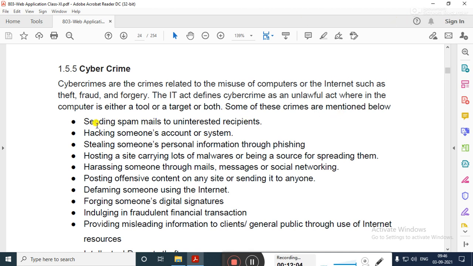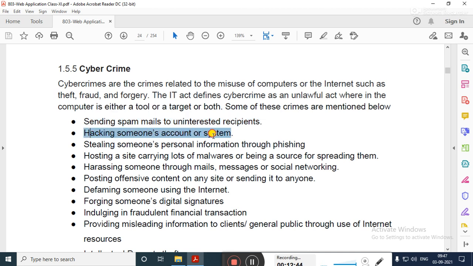That is sending spam mails to uninterested recipients. In your email, when you check, there is an inbox option, and alongside the inbox there is another option called spam. Inbox, sent, drafts, and also spam. When you check your spam, you see that some mails are stored there. Those mails are unwanted, mails you are not interested in, so that kind of mail is sent to the spam folder.